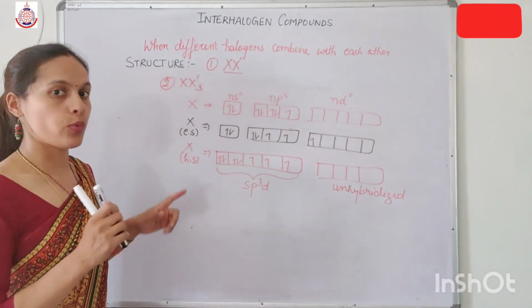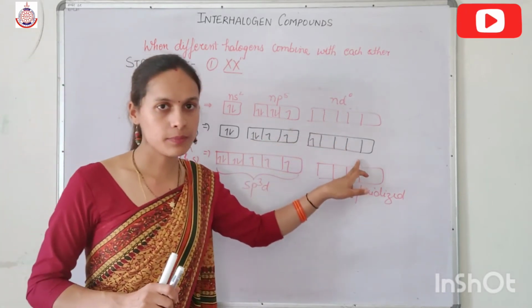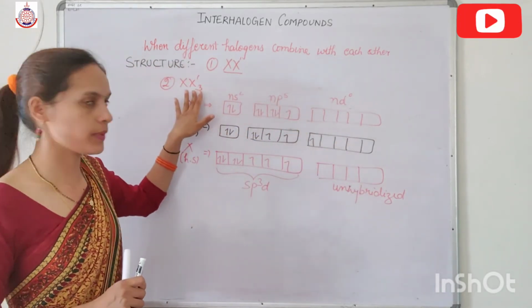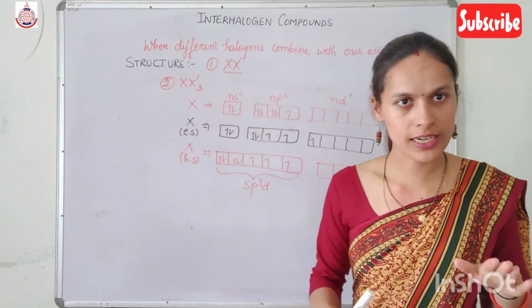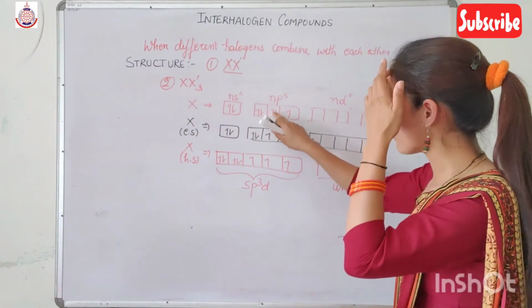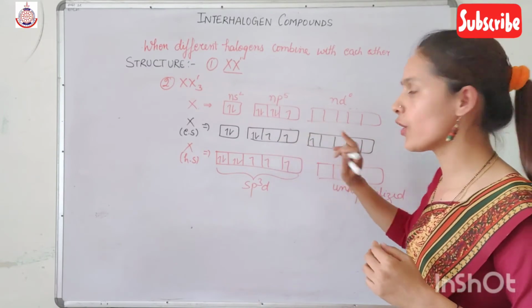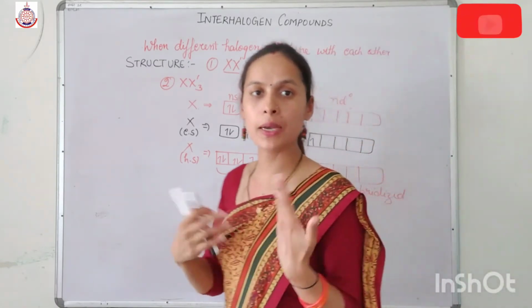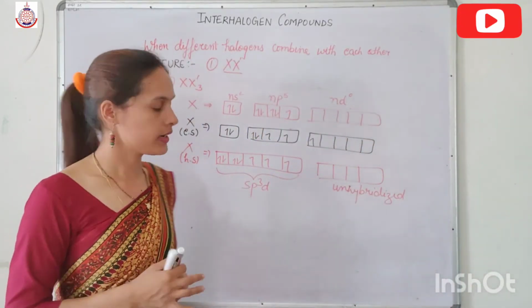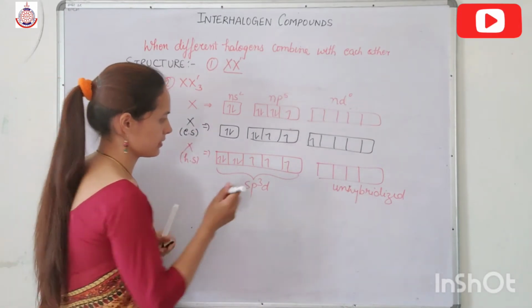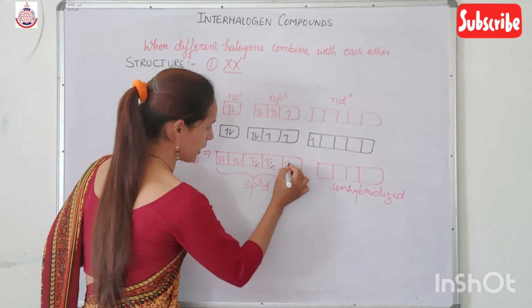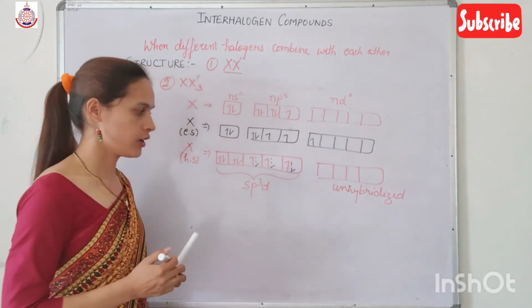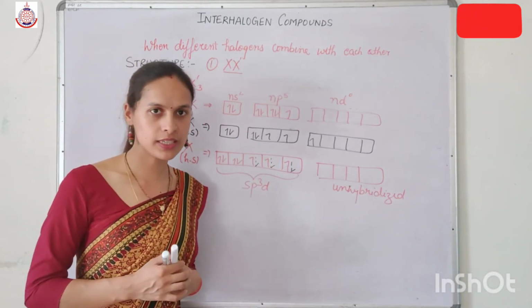Clear? Why only one electron jump? Because this compound requires 3 such orbitals which contain half-filled electrons, and by jumping only one electron we get 3 orbitals in which we have unpaired electrons. Now this X dash will approach here, here and here. So the hybridization is sp3d.